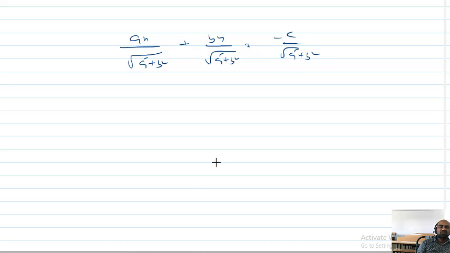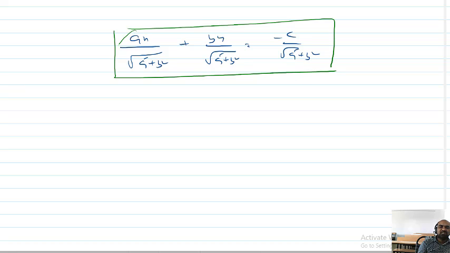So I will write on the next page. Ax by root over a square plus b square plus by by root over a square plus b square equal to minus c by root over a square plus b square. Students, now I can say that this is in normal form.